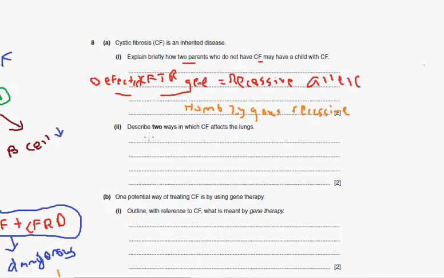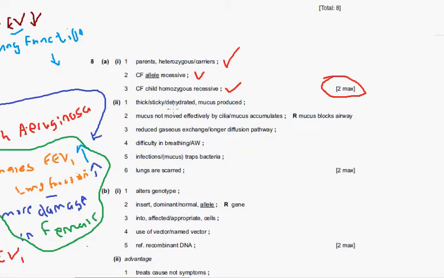Then, describe 2 ways in which CF affects the lungs. So probably there is thick mucus, right? Thick, sticky mucus is produced. That's the first point, and the most important point. And then mucus is not moved effectively by cilia and accumulates. Reduced gas exchange, longer diffusion pathway, difficulty in breathing, infection, traps bacteria, lungs are scarred. So this whole thing comes from the mucus being sticky.